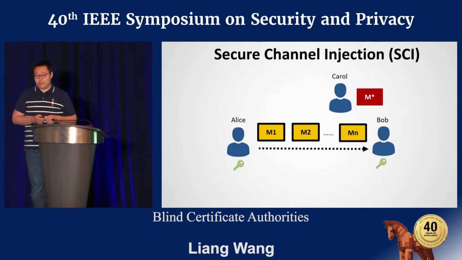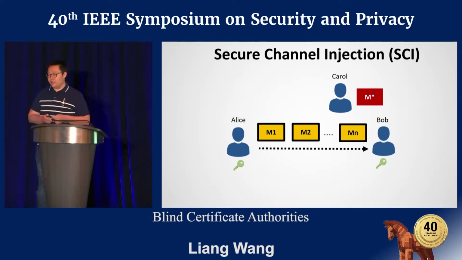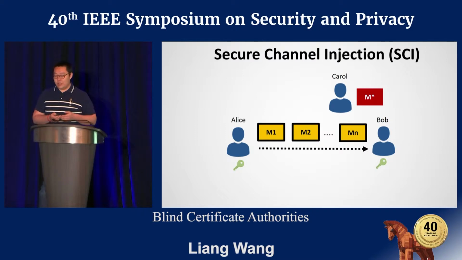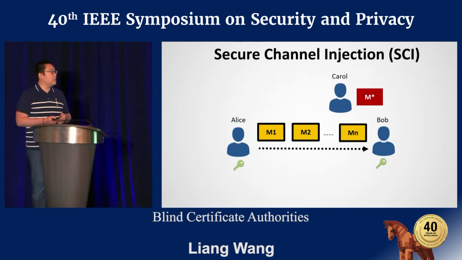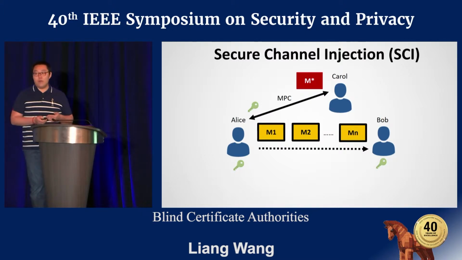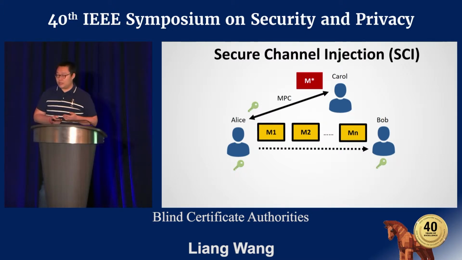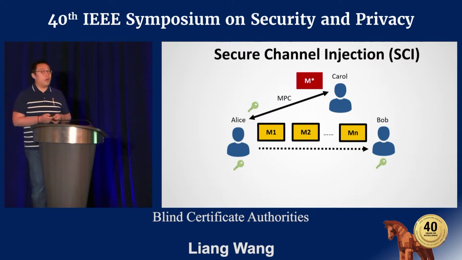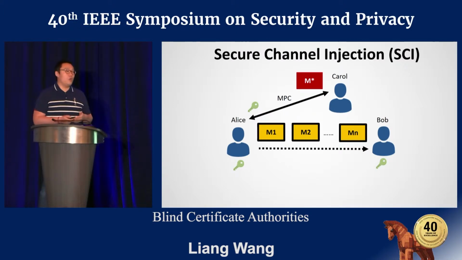In secure channel injection, two parties, Alex and Bob, establish a secure channel that is protected by some shared secret keys. And a third party, Carol, holds a private message. Alex and Bob will exchange some messages in the secure channel. And at a given point of communication, Carol runs the MPC protocol with Alex to inject this private message into the secret message sent from Alex. Here, Alex provides the secret keys, and Carol provides the private message.